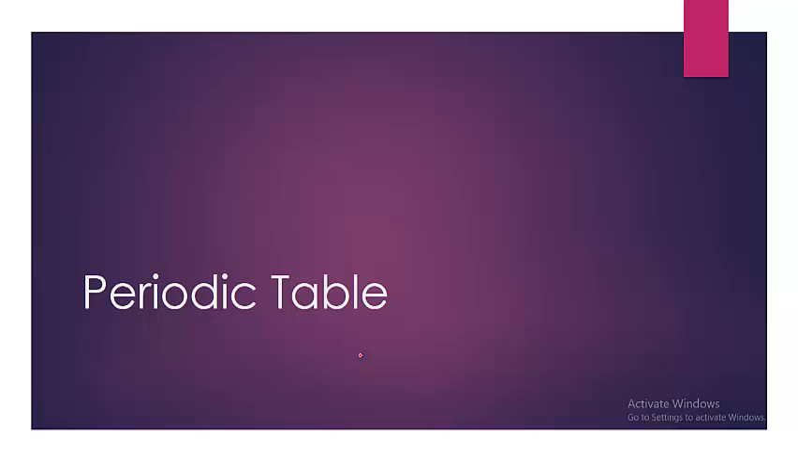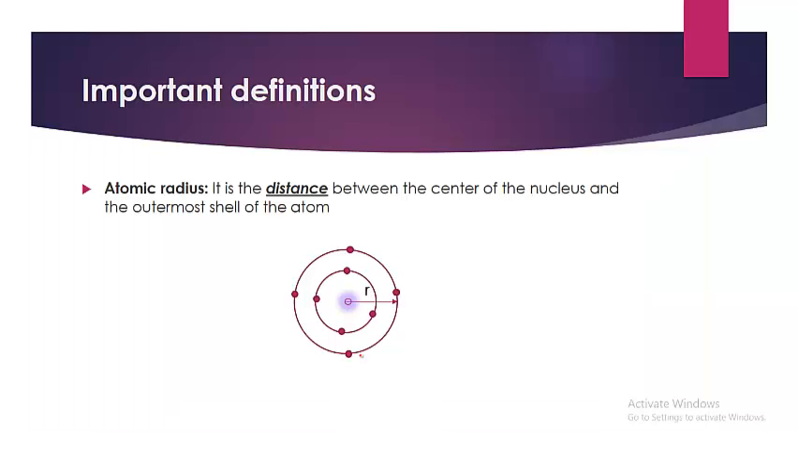In this video, we are going to look at the periodic table and the important properties of elements. One important property of atomic elements is atomic radius. What is atomic radius? We will look at only definitions in this video.